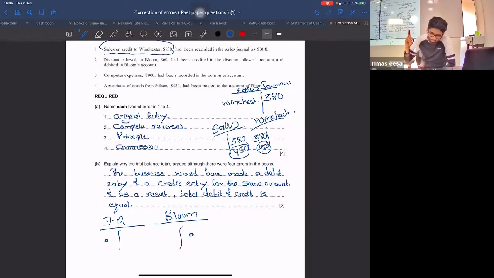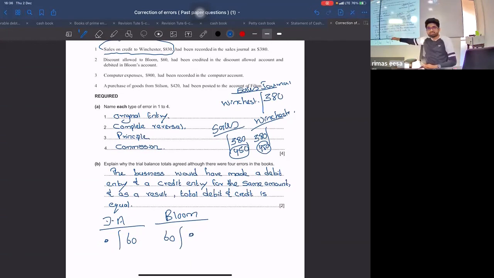Discount allowed to Bloom 60 had been credited to discount allowed account and debited to Bloom's account. Have they done the opposite? When you do the opposite, what is the name of the error? Complete reversal. That's why the name of the error, I told you, complete reversal. And when you are correcting an error of complete reversal, can you remember, you should double the amount while correcting the error. Why? Discount allowed should be 60 on the debit side.